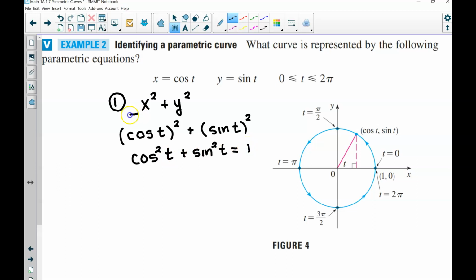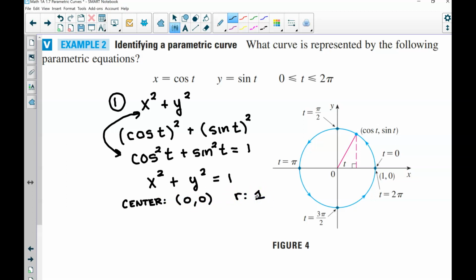Okay, now we can back substitute what we have for cosine squared t plus sine squared t. So we end up with x squared plus y squared equals 1. That gives us an equation of a circle. What that tells us is that the center of the circle is located at 0, 0 with a radius of 1. Okay, so now we're able to draw the curve.